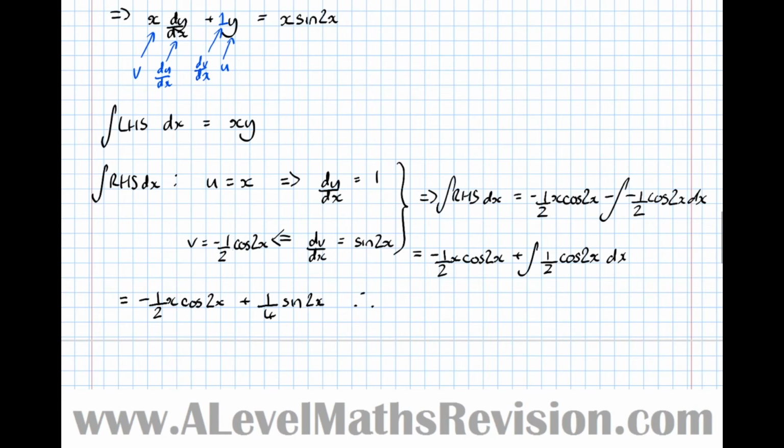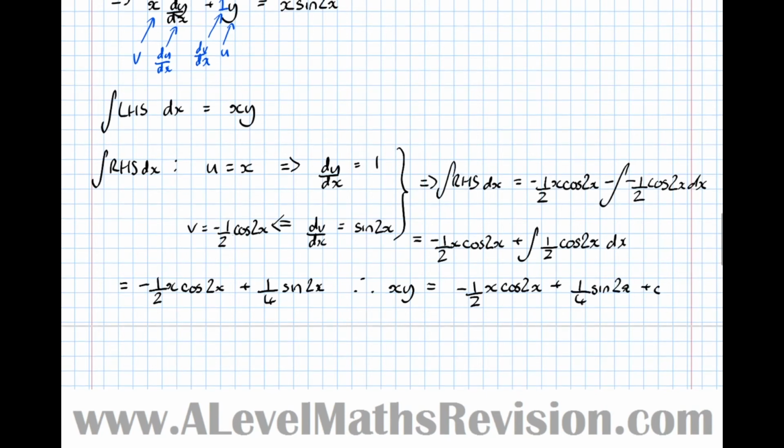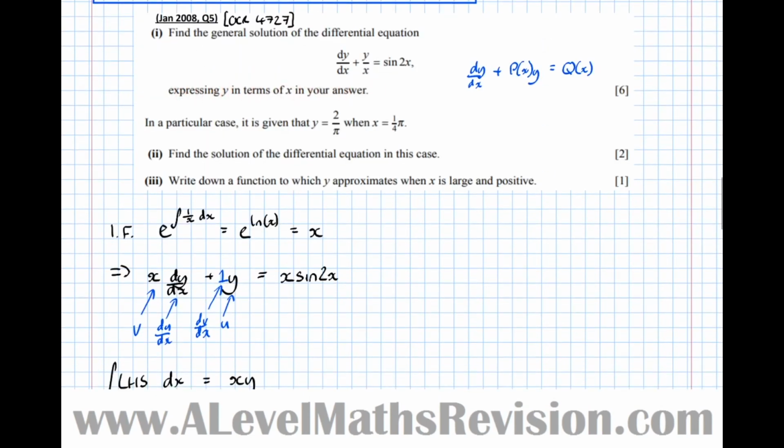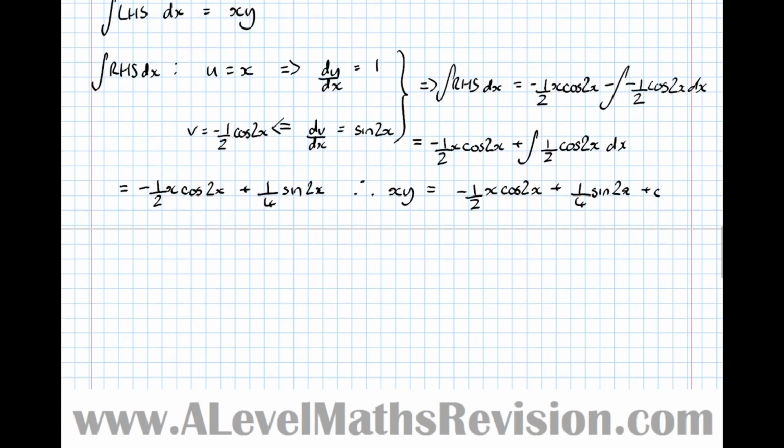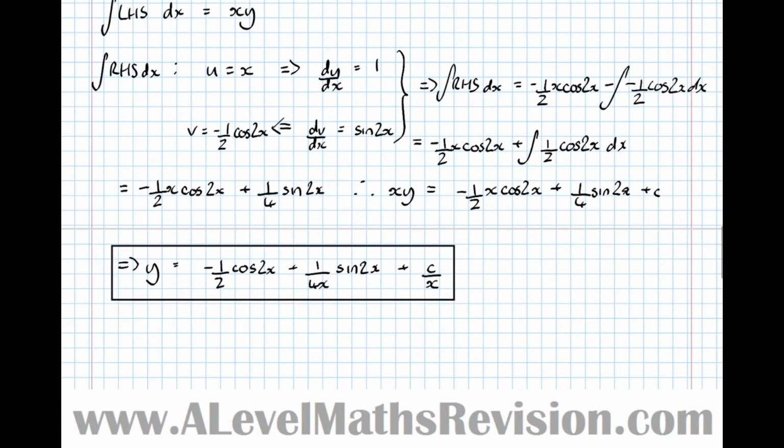Therefore our answer, well, the left hand side is xy and the right hand side is minus 1/2 x cos of 2x plus 1/4 sine of 2x plus c. But notice the question specifically asked for y in terms of x in the answer, so we need to rearrange this to say y equals, well, that's just a case of dividing by x to give y equals minus 1/2 cos of 2x plus 1/4x sine of 2x plus c over x. So there's the answer to part 1 of the question, y in terms of x.